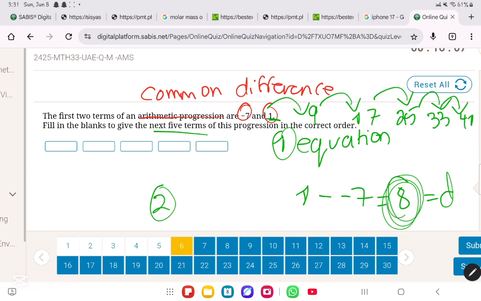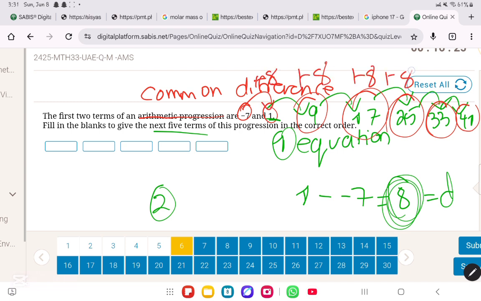Now we can count how many times we did it. This is time 1, time 2, time 3, time 4, and time 5. Just like that, we found the next 5 terms. In order, they are 9, 17, 25, 33, and 41. Remember, you just keep on adding 8.